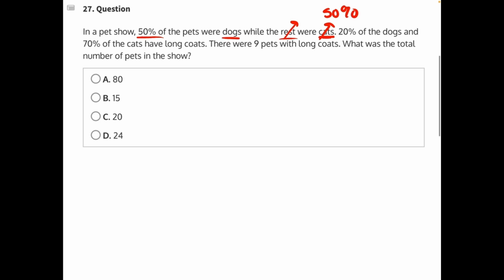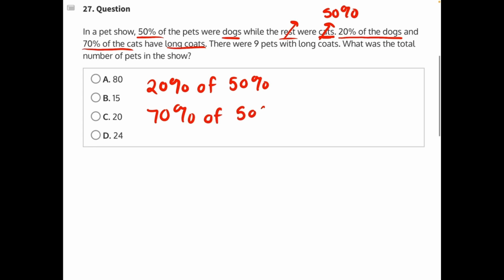And now what we can do is take our second piece of information. 20% of the dogs had long coats. 20% of dogs, which is 50% of all the animals in the show, had long coats. And 70% of the cats, which was 50% of all the animals in the show, had long coats.